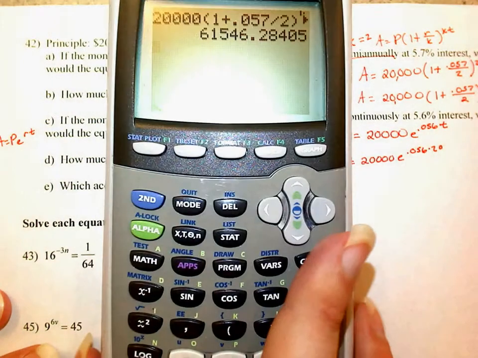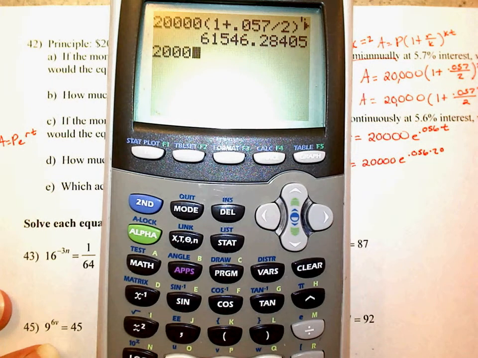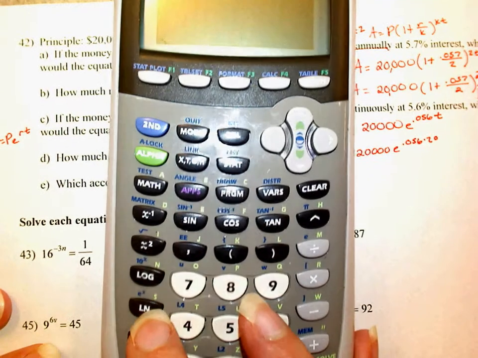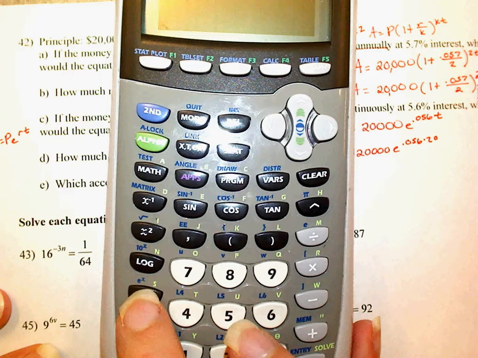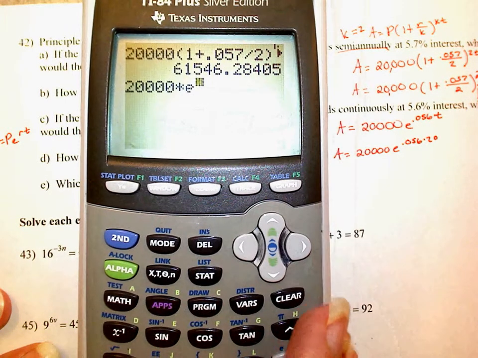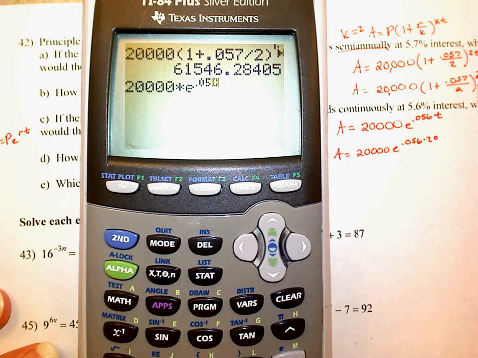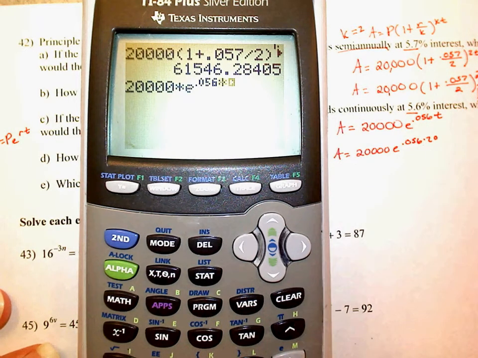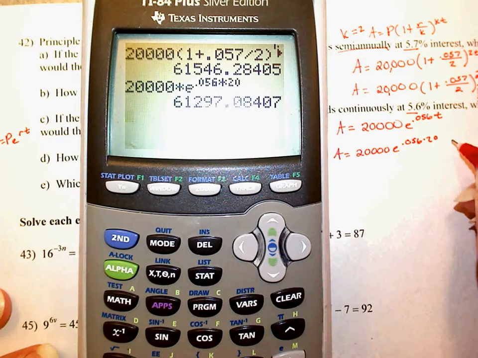20,000 times e, which is second if you write above the ln beside the 4. That's right there. It's also right here if you want to raise it to the power right there. Doesn't matter. E to the 0.056. Notice how they were different interest rates. You got to be careful about that. Times 20. And you get $61,297.